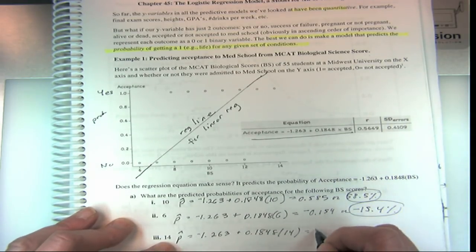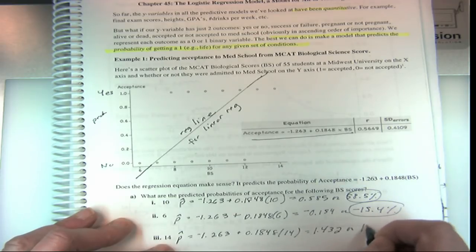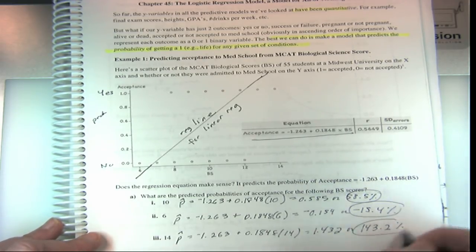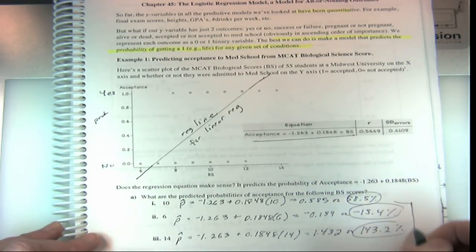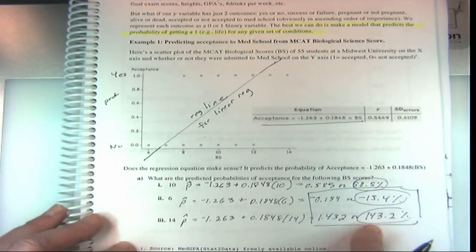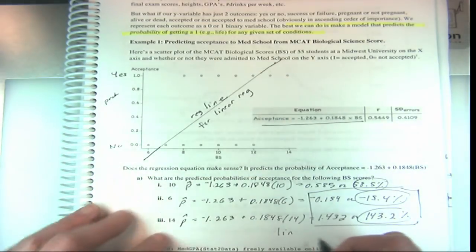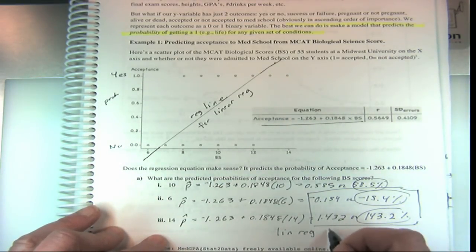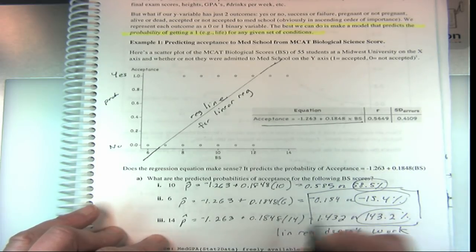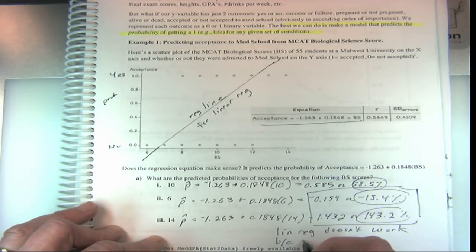When I did that, I got 1.432, or 143.2%. Okay? So these don't make sense. So linear regression, doing this, doesn't work, because it gives probabilities outside the valid range.